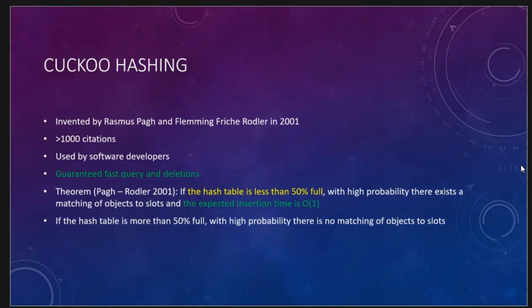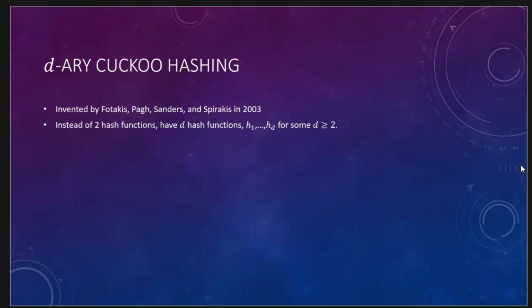Okay, so there is the downside, right? Maybe I want my hash table to be more than 50% full for some uses. I don't want to use twice as much space as the minimal. So this is what d-ary Cuckoo hashing does. It was invented very soon after cuckoo hashing because it's a pretty natural generalization. Instead of two hash functions, let's have d hash functions.